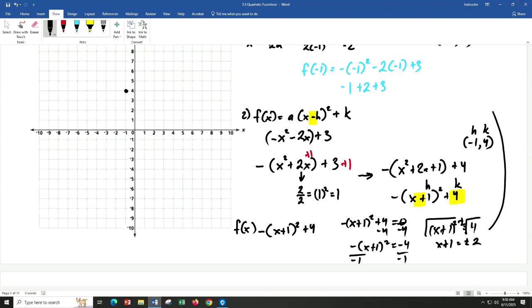We kind of come up here around our room. So then I get x is equal to negative 1 plus or minus 2. Which does give me what? Well, negative 1 plus 2 is what? Isn't that just a 1? Negative 1 minus 2 is a negative 3.